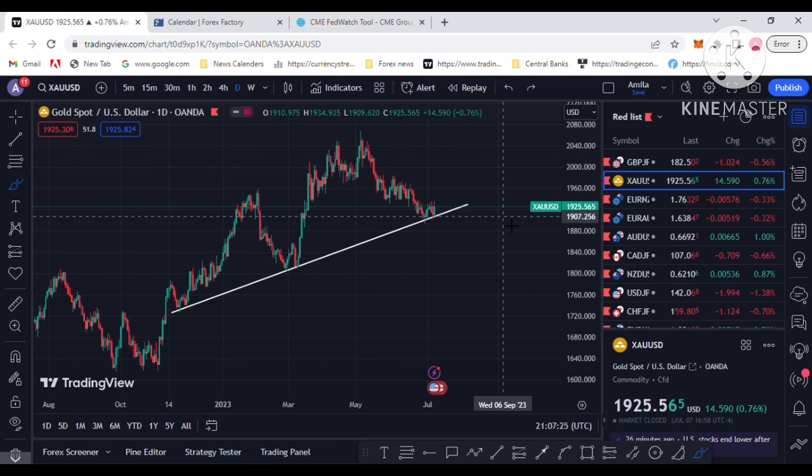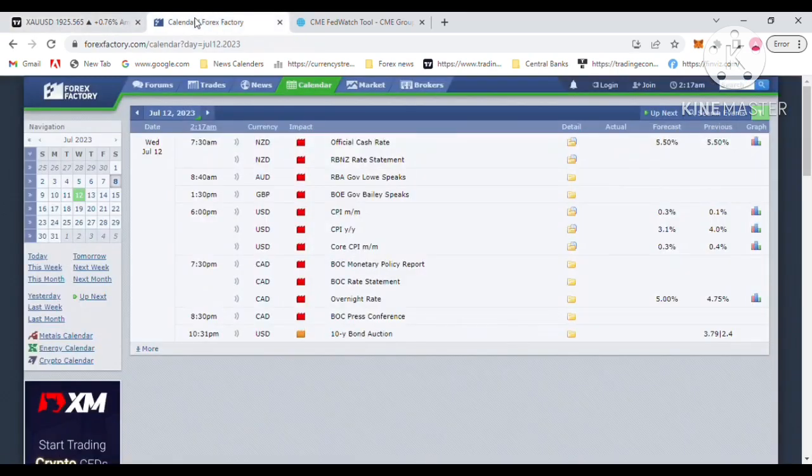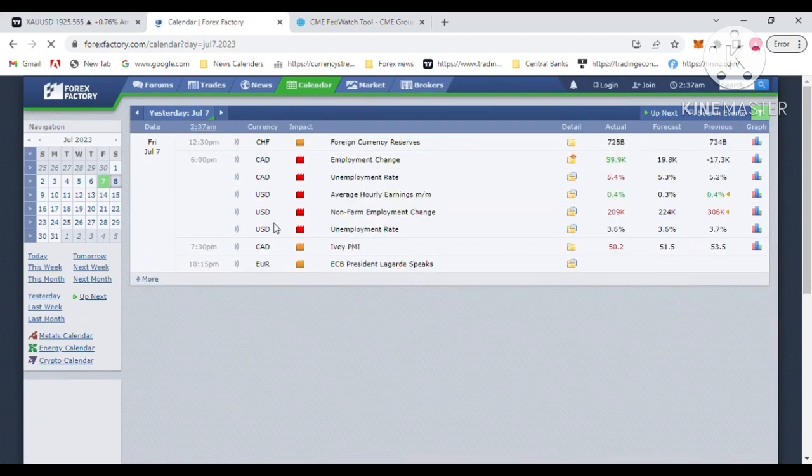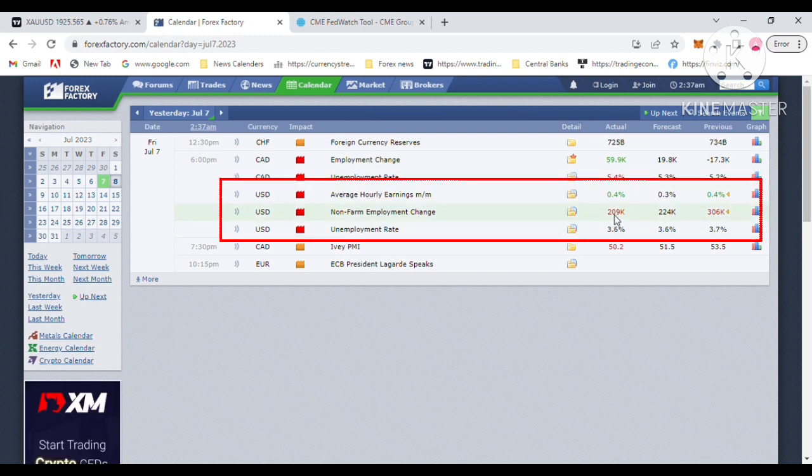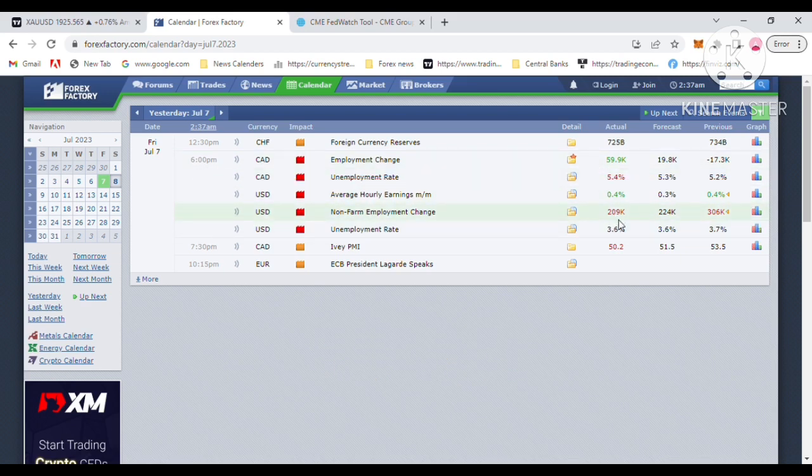Let's look at what is going on with the US dollar regarding the American central bank, the Fed. Last Friday, non-farm employment change was released. That was not positive for the US dollar, as it was below the previous figure. 229k is the actual figure, which is not positive for the dollar, and gold saw demand on Friday. That was the recent volatile economic data.